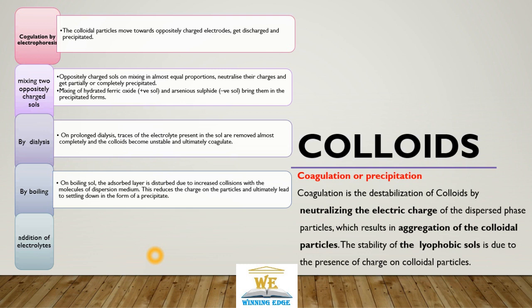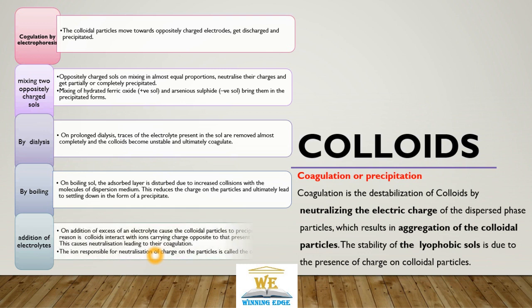Electrolytes, which we discussed earlier also. Addition of an excess of electrolyte causes the colloidal particles to precipitate because of neutralization of the charge. The colloids interact with the ions carrying the charge opposite to their own, and this causes neutralization and finally precipitation. The ions carrying opposite charge to the colloidal particles are called coagulating ions.